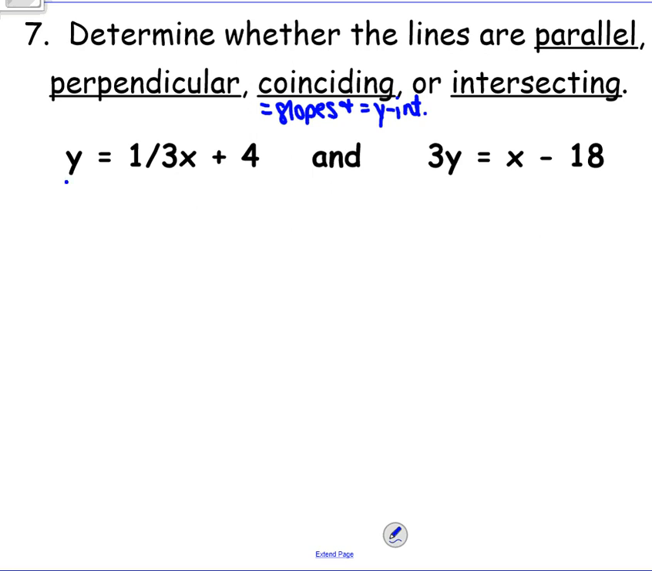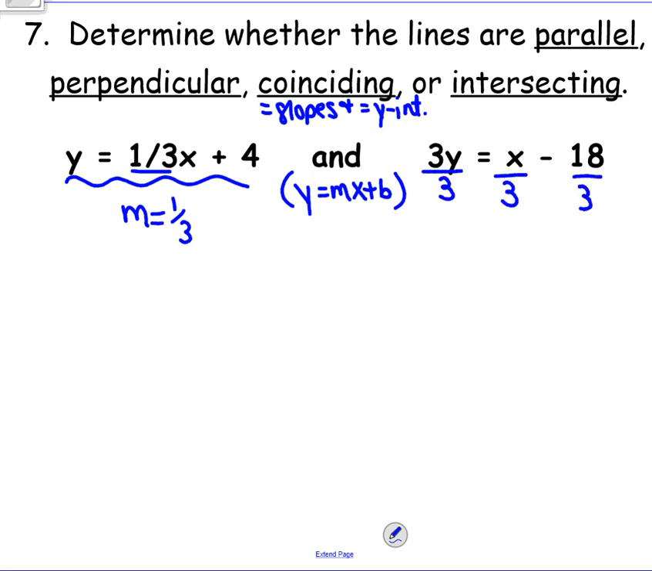Okay, so I look at my first equation and I pull out my slope. It's going to be that number in front of x. There's the slope of my first line. For my second equation, it's not quite solved for y, but if I could get it solved for y, if I can get it in that form, y equals mx plus b, I should be able to pull out my slope, the number in front of x. So let's divide everything by 3. It might help to put a 1 in front of that x. So we get y equals 1/3 x minus 6. The number in front of x is 1/3.